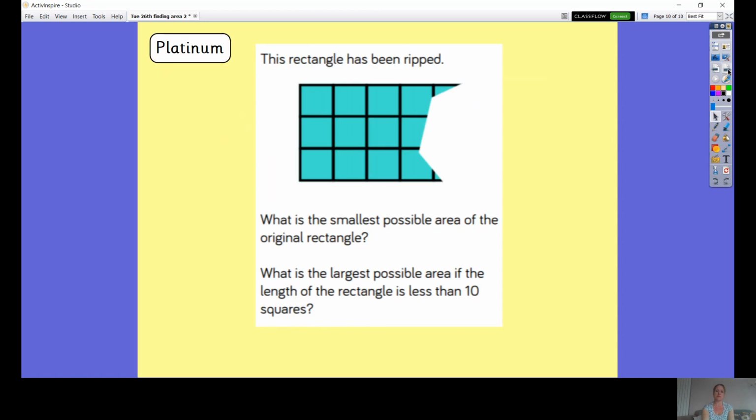And then for platinum, this rectangle has been ripped. What is the smallest possible area of the original rectangle? What is the largest possible area if the length of the rectangle is less than 10 squares? I would suggest you have a go at drawing that rectangle out as to what you think the smallest rectangle could have been and potentially the largest. If the length of the rectangle was less than 10, so it's less than 10, not up to 10, so it's going to be between 1 and 9. Have a go at that, and then you'll be all done for today.